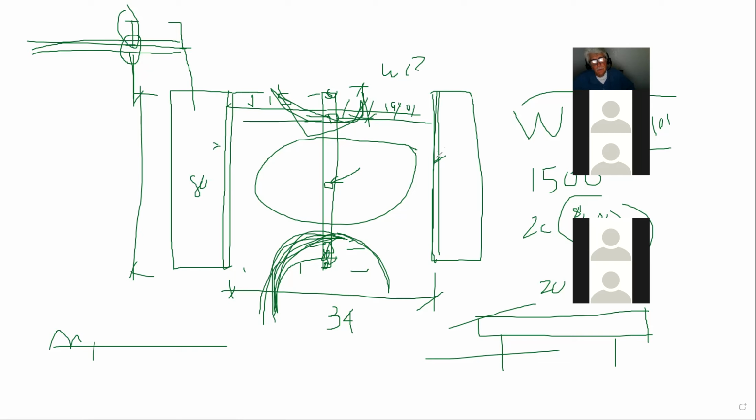The wall is on the outside of the steel container. Pardon? The wall is on the outside of the steel container? On top of the container. Oh, on top of it. Okay. Alex, this is the container here.